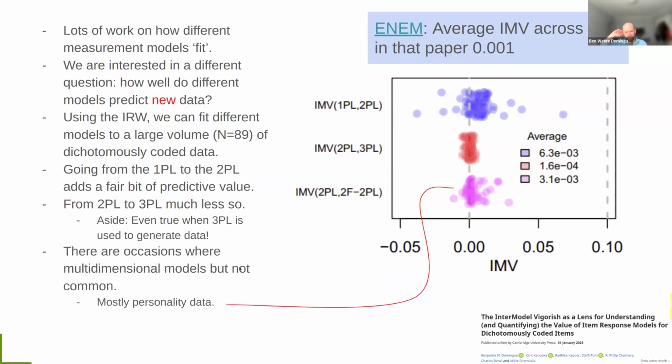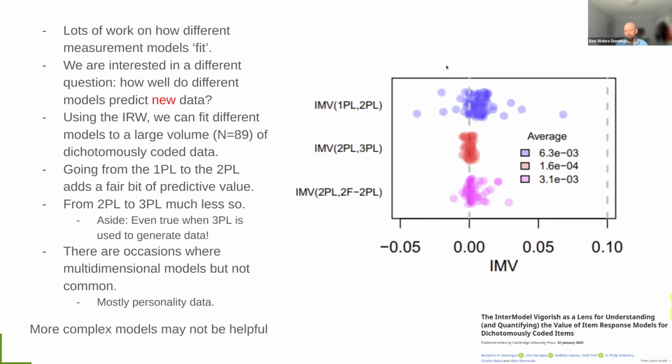We also fit multidimensional IRT models to all these data sets, and there are some occasions, largely personality data sets, where you have real value coming from multidimensional IRT models being deployed, but in general, they're not so useful. And in the NM data in particular, multidimensionality did not offer much additional predictive power. So the punchline here is that more complex models may not always be helpful, and I think considerations of out-of-sample prediction can be really useful for understanding when that might be the case.